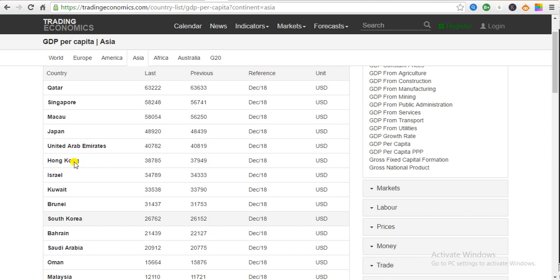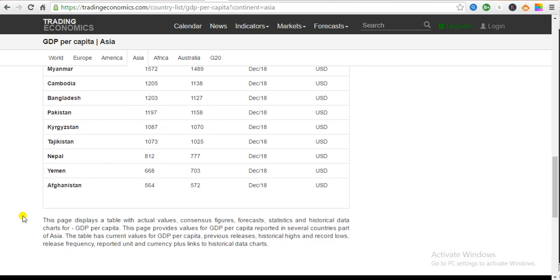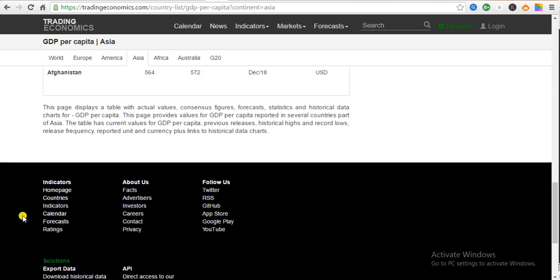All right, so Singapore, Qatar, Macau, Japan. So in real terms, when you're actually looking at the value of the economy, you're supposed to see what the per capita is saying, and this gives you a better picture of what's really important in that economy.